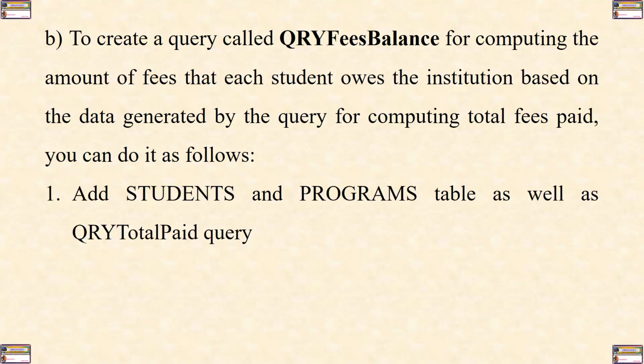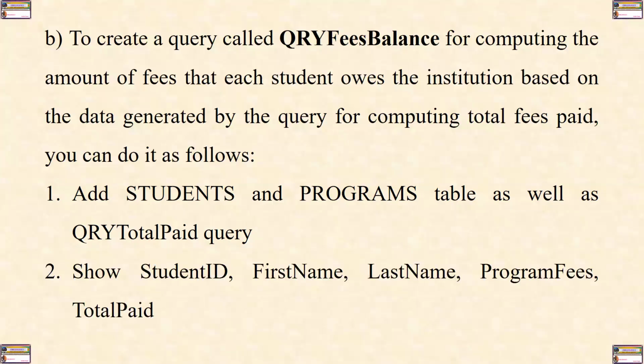So what we are going to do is add, this time, two tables. One table is called students, and another table is called programs. And we are also going to add a query that we have already generated called total paid query. So this demonstration is going to show you that you can create a new query even using the fields or data that has been generated by another query.